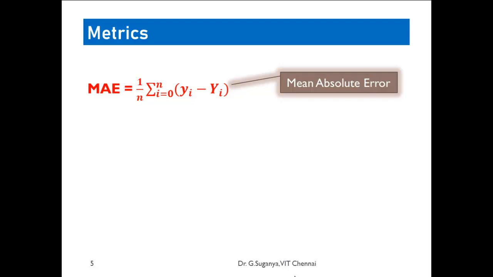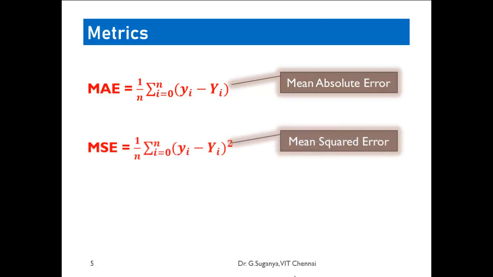If actual is less than predicted, you will end up with a negative value. But a difference is a difference, right? It's not about the sign. So, in order to avoid the sign problem, we go for mean squared error. We square the difference, so what will happen? Your sign will go off, only magnitude will remain. You apply the same formula, and you will end up with mean squared error.